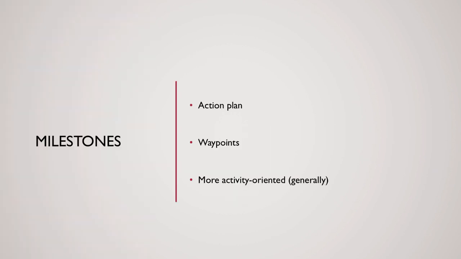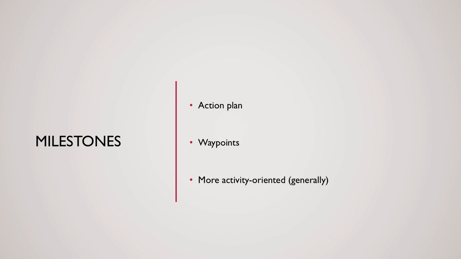And then we have milestones. So this is how are we going to get to that objective? How are we going to satisfy that objective? This is the action plan. So over the course of the next 12 months or 6 months or 3 months, whatever that time period is, how are we going to get there? That's our action plan, and we've got waypoints in there.